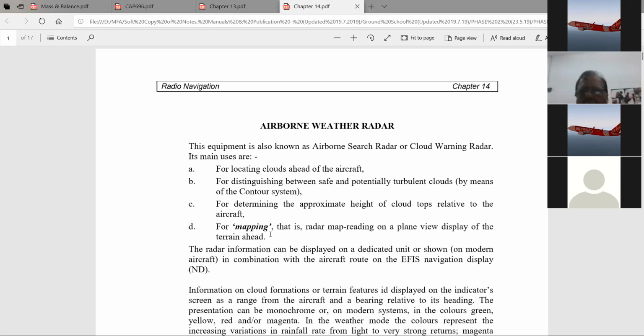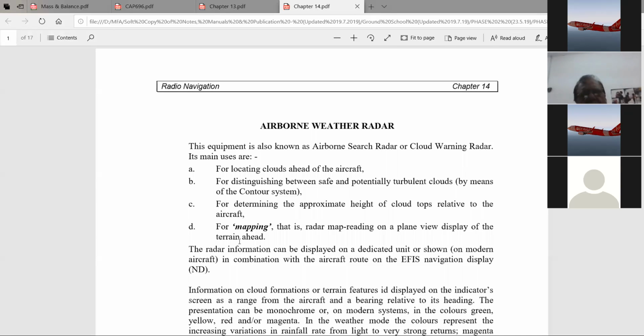Airborne weather radar. Now, before I go into the main topic, there are various functions of the weather radar. Number 2, what I want to point out here is when we talk about the cloud formation, all clouds are not dangerous. All clouds are not dangerous. The main purpose of weather radar is to identify the weather and know the exact location of the weather.